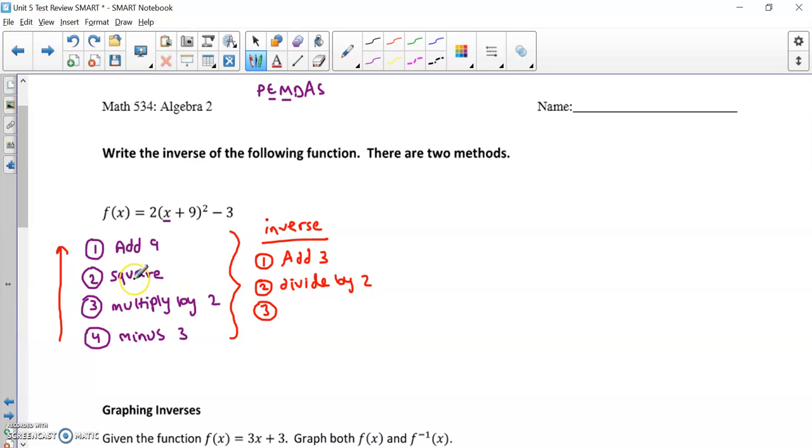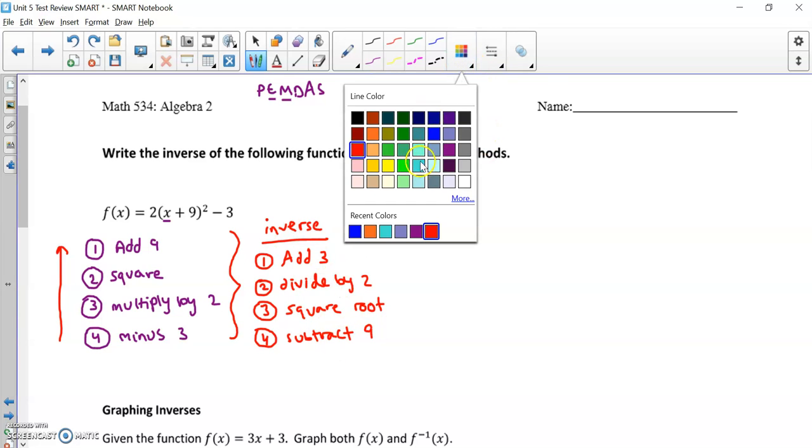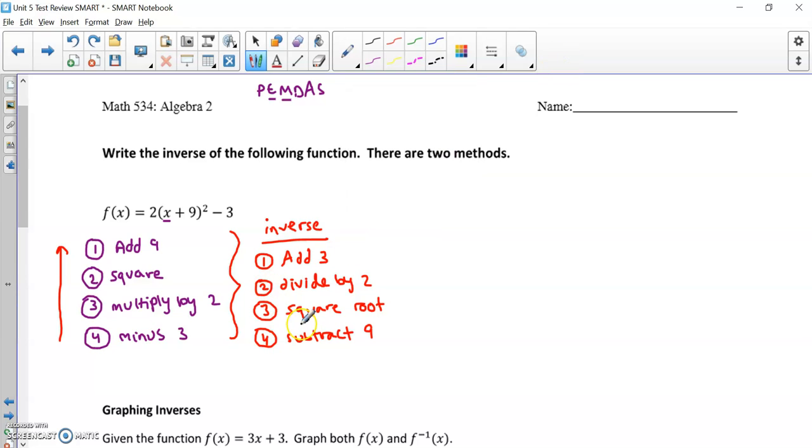Then it's squaring, so the opposite of squaring is square root. And lastly, we have add 9 at the top, so we're going to do the opposite, which is to subtract 9. So using this set of directions, we can now make our inverse function. And remember, I like to do that just by starting with a floating x. So just write an x, and we can then follow the steps.